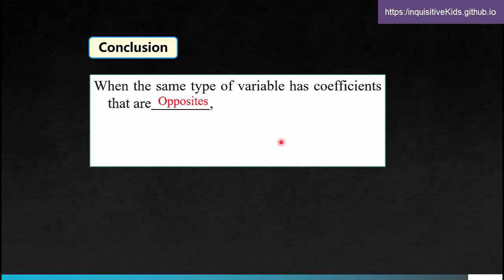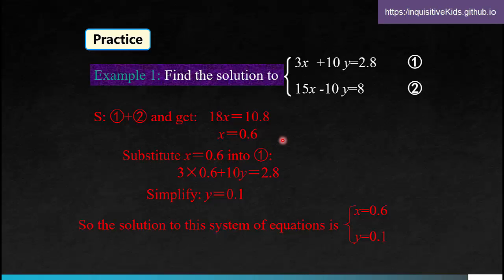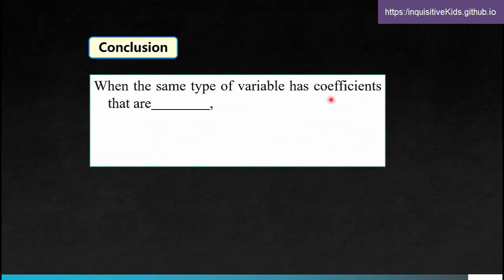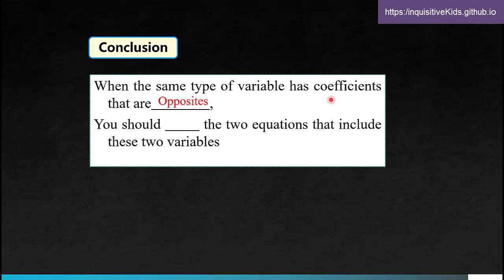So what's our conclusion that we can take away from this? When the same type of variable has coefficients that are opposite, because say here, plus 10y, negative 10y are opposites, previous plus 5y, negative 5y, those are opposites too. So when the coefficients of the same type of variable are opposite, you should add the two equations that include these two variables. You should add them to eliminate that variable. Remember, whenever you add opposite numbers together, you get 0.